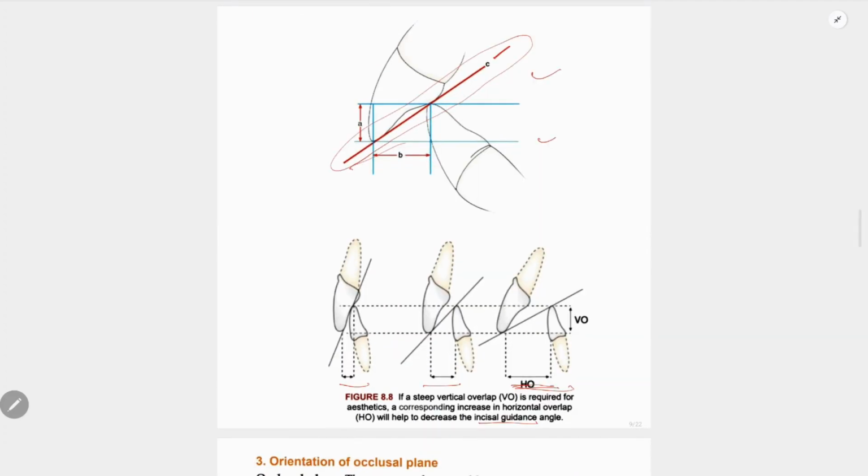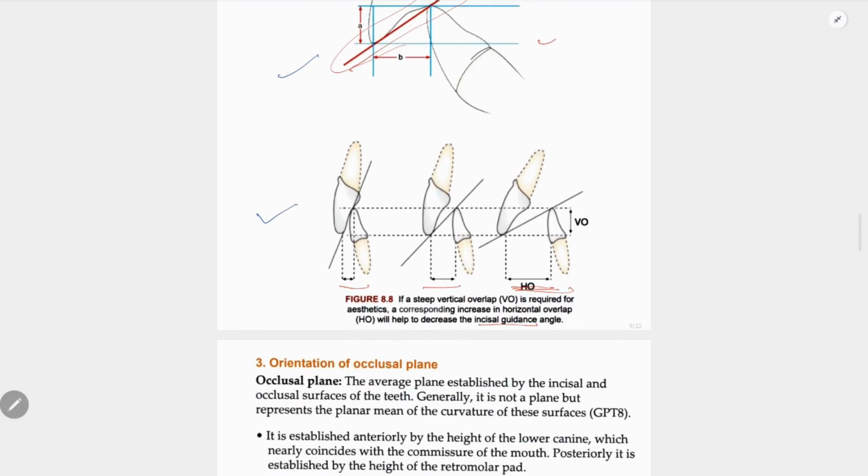You can draw these two diagrams. Over here, the teeth are in intercuspation and you can show the incisal guide angle. And in this diagram, you can show that if a steep vertical overlap is required, then a compensating horizontal overlap will decrease the incisal guide angle.